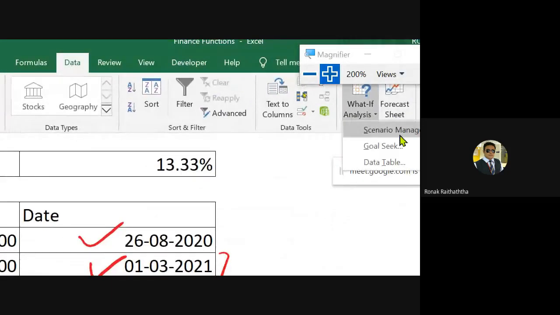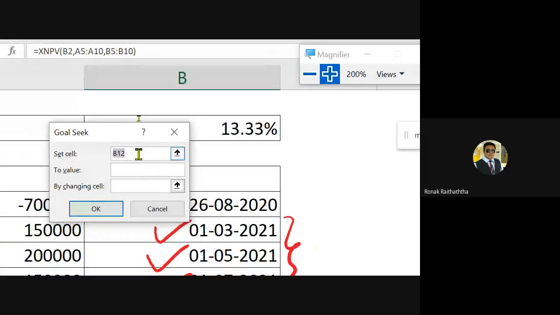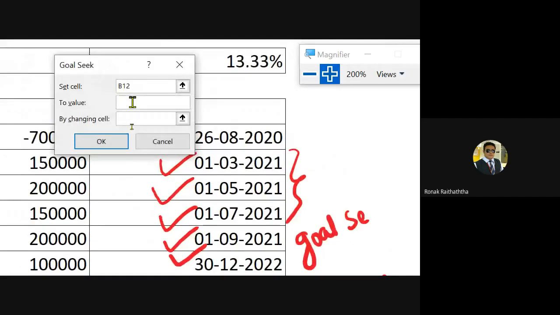In what-if analysis, goal seek, and in goal seek, set cell would be this B12 over there. Instead of 10,000, what do we want? 0. Why 0 do we want in place of 10,000? Because at IRR, the NPV is 0. Yes or no? Because IRR is nothing but PVCI equal to PVCO. That means NPV is 0. I want to put 0 over there as the NPV. Then I would go to changing cell.